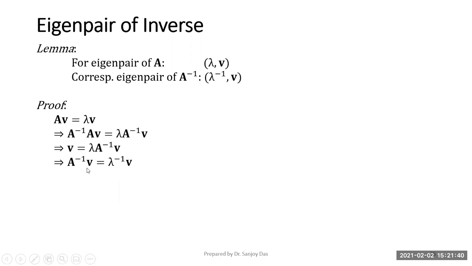So by definition, this is A inverse AV equals lambda inverse V. So lambda inverse, 1 over lambda, and V are an eigenpair of A inverse. Okay.